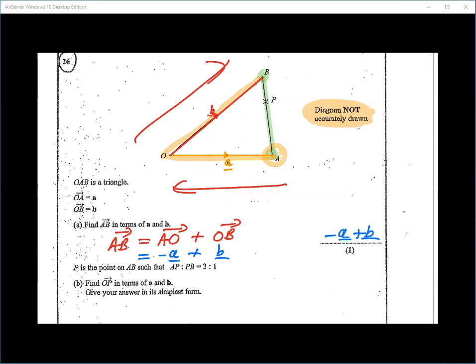Fantastic. Now read the ratio part for us now, please. P is the point on AB such that AP to PB equals 3:1. Find OP in terms of A and B. Give your answer in its simplest form. This is A to P. This is P to B. So the ratio is 3:1. If the ratio is 3:1, how many parts are there in the question? 4. There's 4 parts. So the A to P part will be worth what? 3 over 4, of whatever it is. And the P to B will be worth how many parts? A quarter of it.